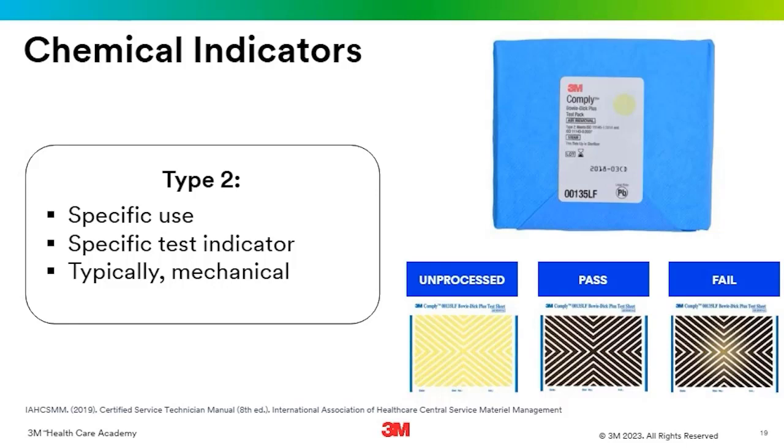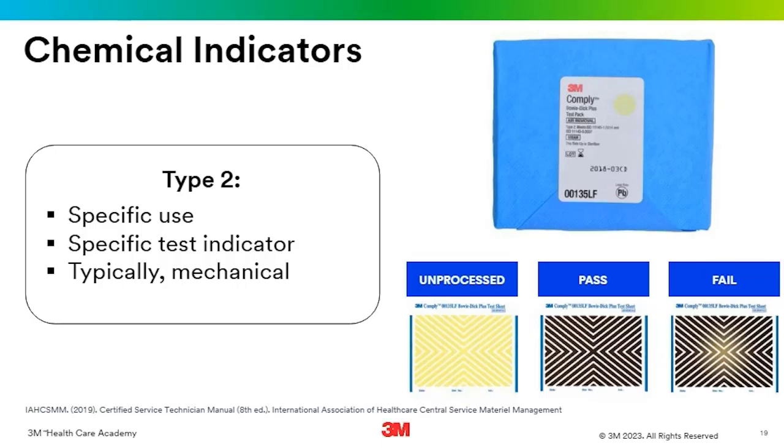And that's why we only use them in dynamic air removal cycles, okay? You don't need to run Bowie-Dick on a gravity displacement, because those deep vacuum pulls are not happening. So in this point here, it starts off as a completely different color. The chemical change is demonstrated in the pass or not demonstrated in the fail. So these are examples of type 2 chemical indicators.